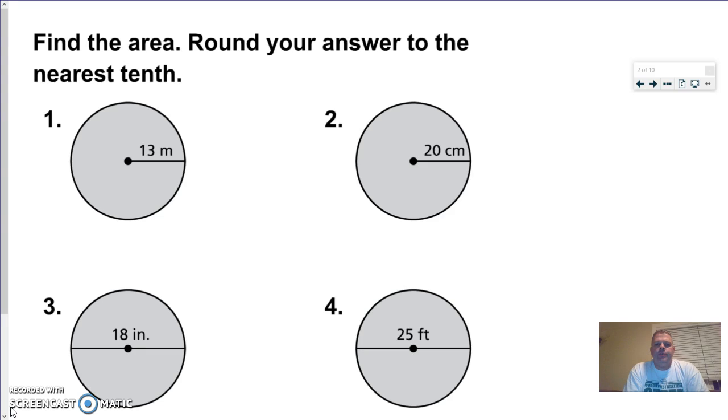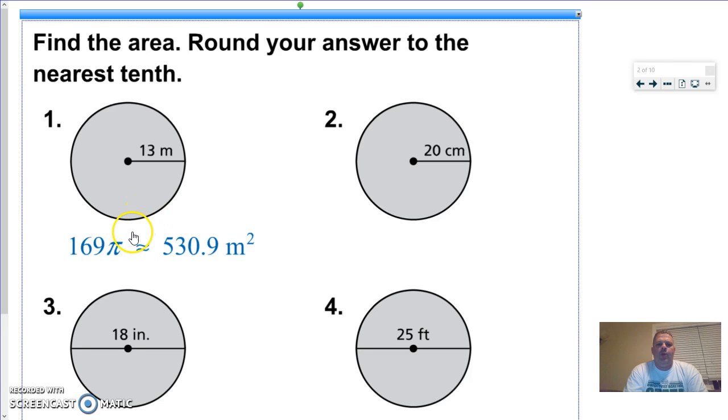Hopefully you had time to discuss and come up with some answers. As a reminder, you can use calculators. In this first one, we have the radius of 13. So 13 times 13 is 169. Take that times pi, and we will get 169 pi, or rounded to the nearest tenth, we would get 530 and 9/10 square meters. Remember, area is squares, not cubes. Volume, as we were doing yesterday and today, will be cubes.